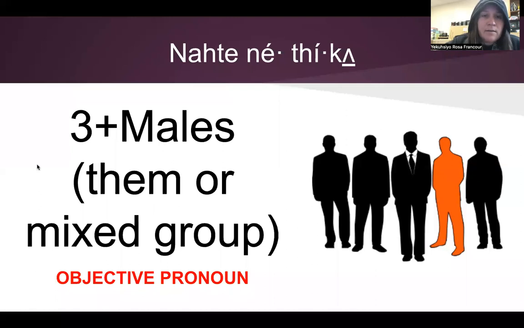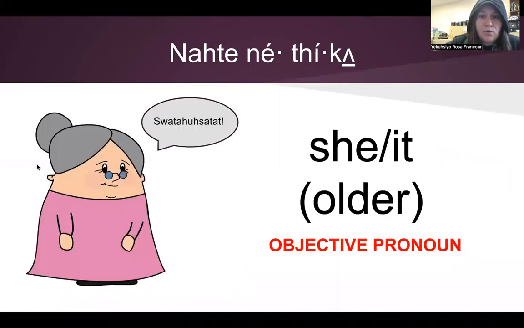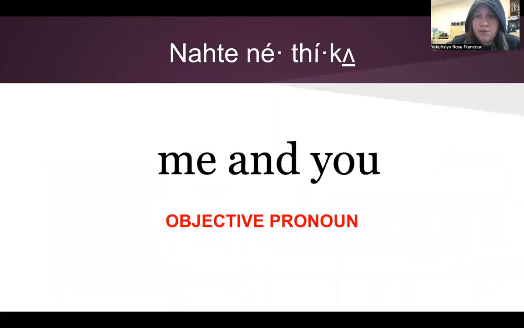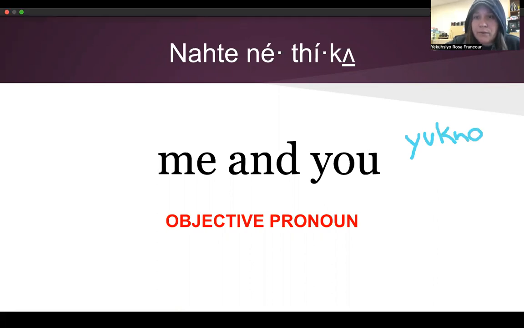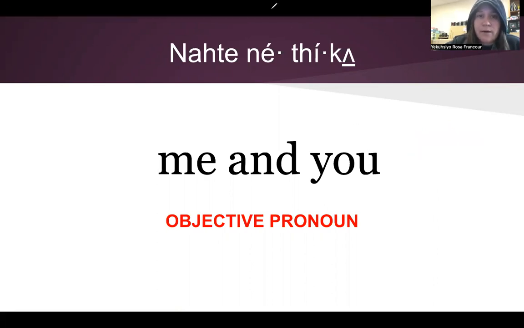All right. Let's go to, let's do this one. Me and you. Objective pronoun for me and you. What is the pronoun? Write it or say it. I'll write the answer and I'll say it. Yungno. Me and you.